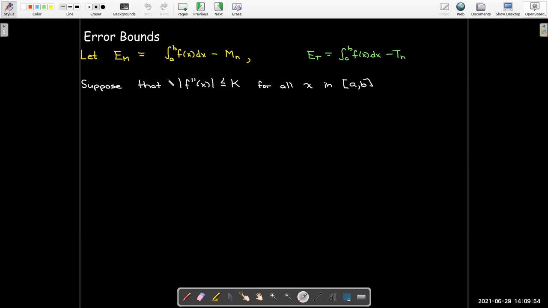We're not going to go into the math that is used to derive this. That's a little bit more advanced for this course. It just takes up a lot of time. It's not that hard. But suppose that the absolute value of the second derivative is bounded by some number K for all x in [a, b]. Then we can show that the error bound for the midpoint rule and the error bound for the trapezoidal rule look very similar. Both of them have this (b minus a) squared over n squared multiplied times K.